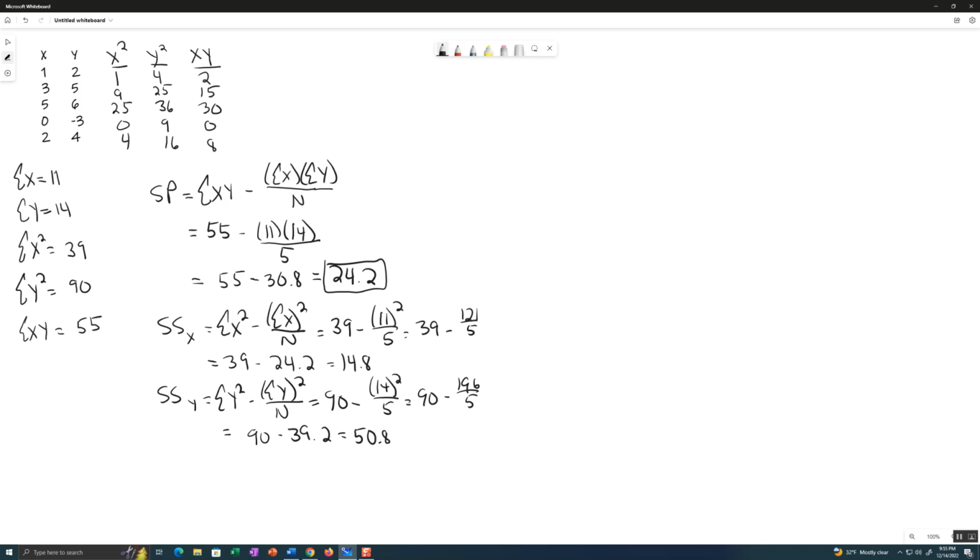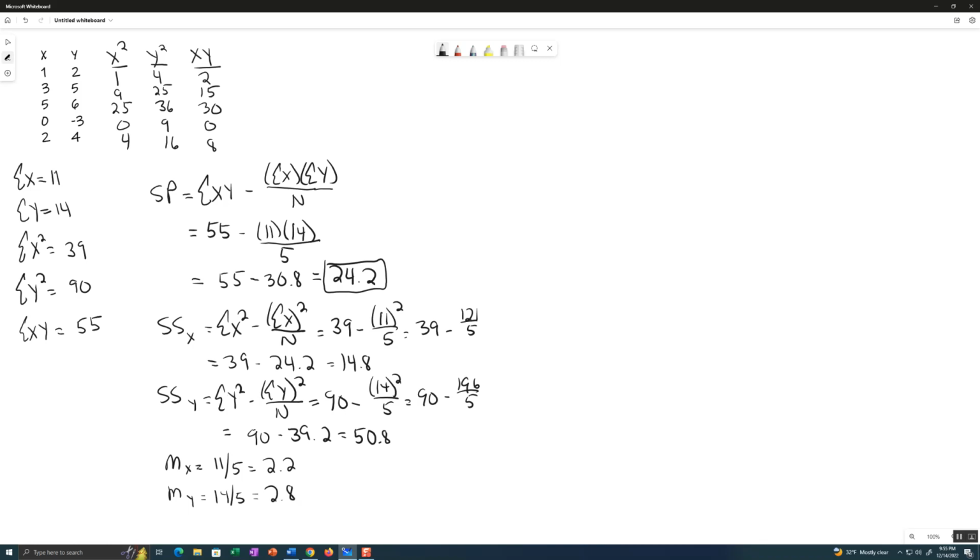Okay, that looks good. We also want the mean of x and the mean of y for when we do the regression. So the mean of x is just the sum of x over n. So it's 11 over 5. So the mean of x is going to be 2.2. And the mean of y is going to be 14 over 5, sum of y over n. And that's going to be 2.8.